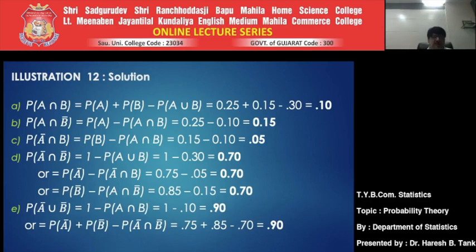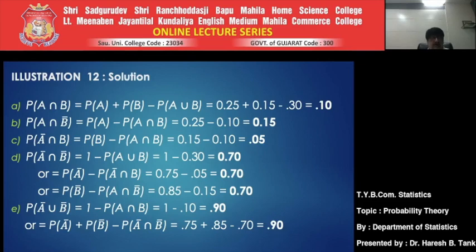Last one: the probability of A complement union B complement. Again, this can be done in two different ways. The probability of A complement union B complement is 1 minus the probability of A intersection B. Look, A intersection B, which we found in the first example itself, is 0.10. So 1 minus 0.10 comes to 0.90.